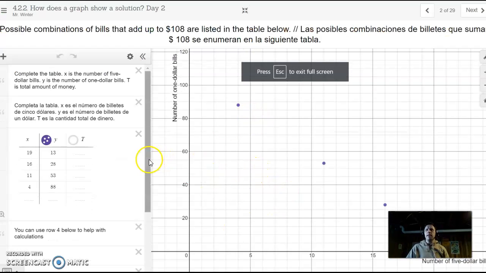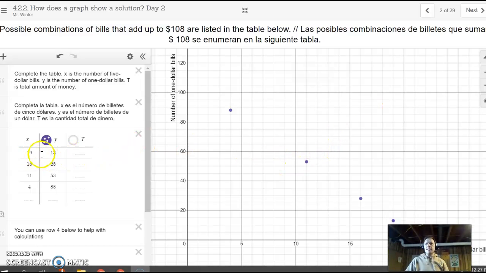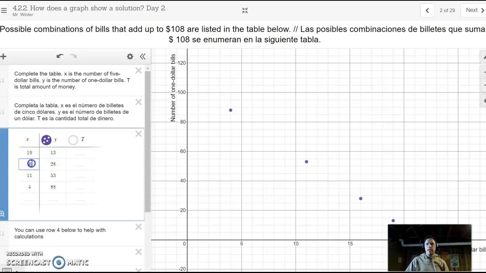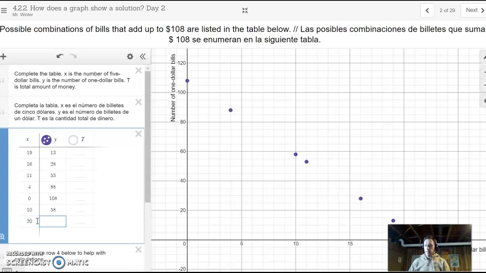Desmos graph here, and what you can see is there's some other choices here for you, right? We have 19 and 13, where this is $5 bills, this is $1 bills, and all these combinations go in here. So go ahead and put your values in there. We said 0, 108, and see where that shows up right here. We also said we could have 10, and then that would be 58. And you see where that showed up right here, 10 and 58. We also said 20 and 8. And that shows up down here.